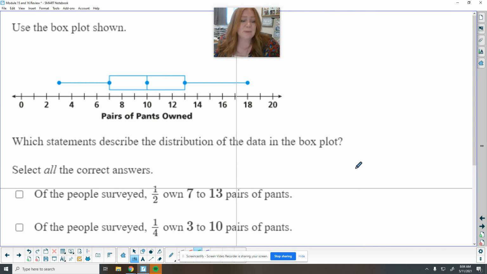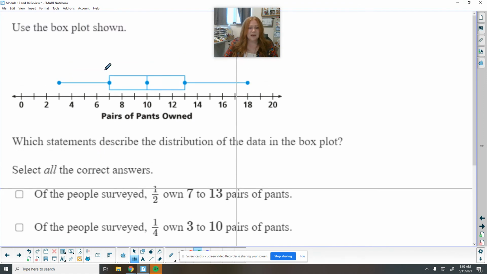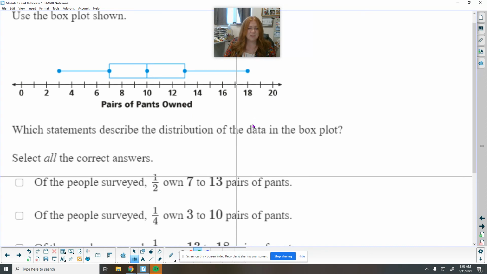Hey, we're going to use this box plot to describe the distribution. So we're selecting all of the correct answers. So remember, this is 25%, 50, 75, 100. Each of these are representing a quarter of the data. The closer together that section is, the more consistent it is. There's more of those types of numbers. So of the people surveyed, half own 7 to 13 pairs. So 7 to 13, right? Here's half of the data because here's 2 sections out of 4. So that sounds pretty good.